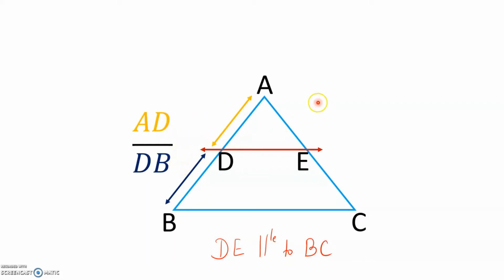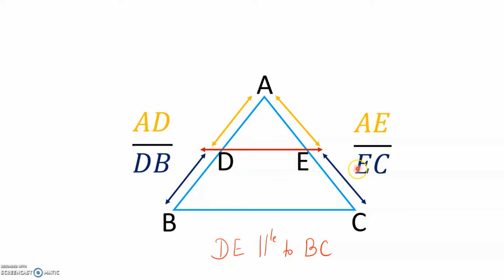Similarly, let's mark this length here with an L line and this with a blue line. So AE and EC. So let's put this ratio AE by EC. So now we have divided the triangle by a straight line, and this line is parallel to one side of the triangle, and we have marked their ratios on both sides.